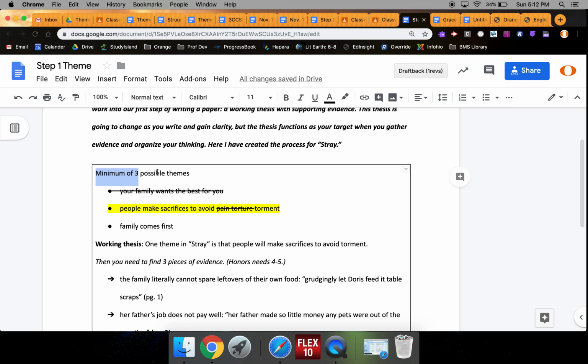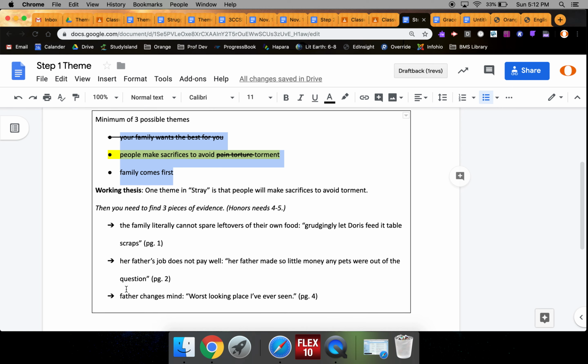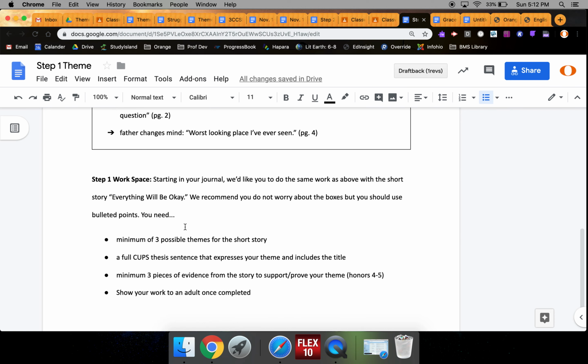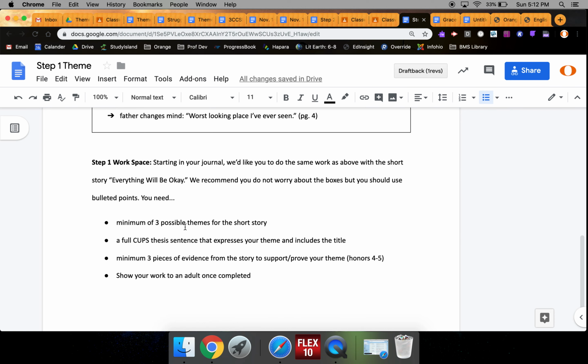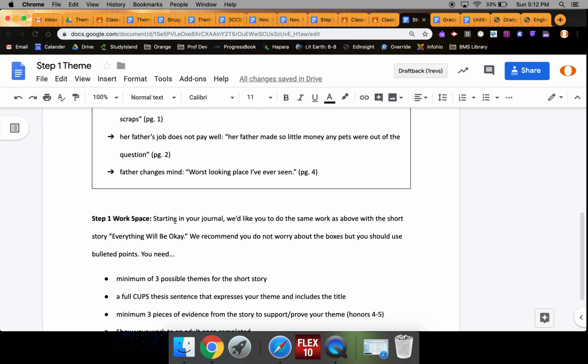So here I labeled it minimum of 3 possible themes. You can label it 3 possible themes. Whoops, that's going to make a mess. And then you can bullet point those to the side, and when you indent, that shows that all of these things belong to that, and then it shows that all 3 of these belong to your working thesis. So please do that in your journal, and when you finish, show it to an adult. Notice I did not read these word for word to you. Please read this before you start and let us know how we can help.